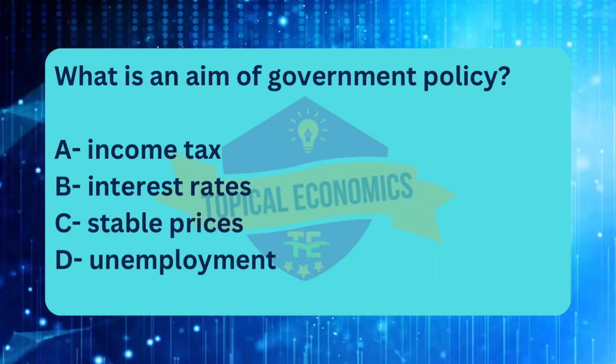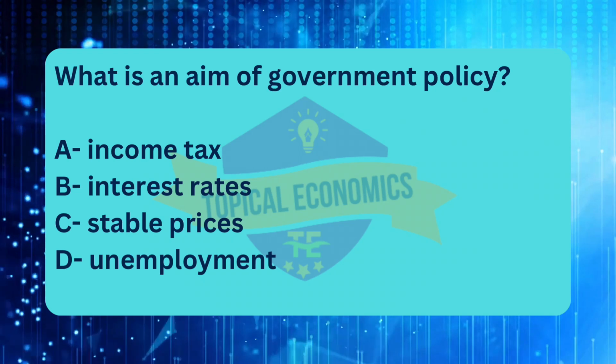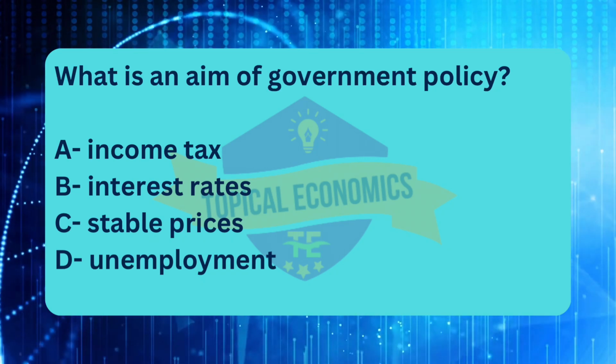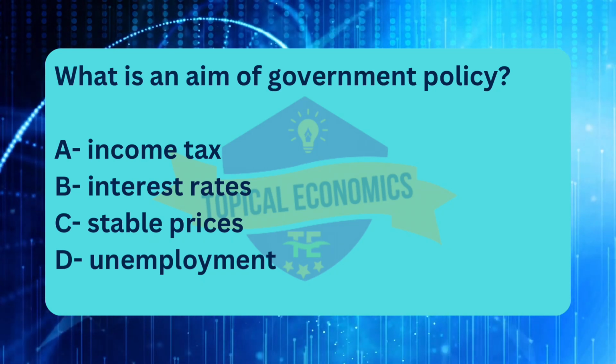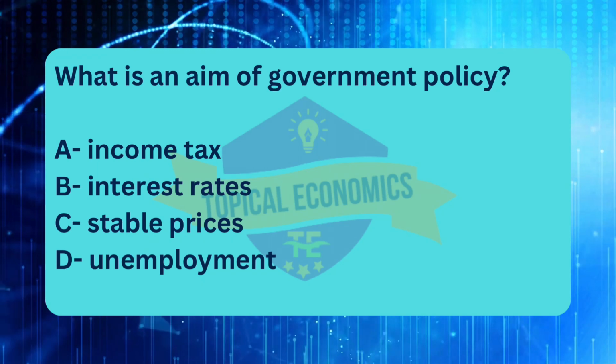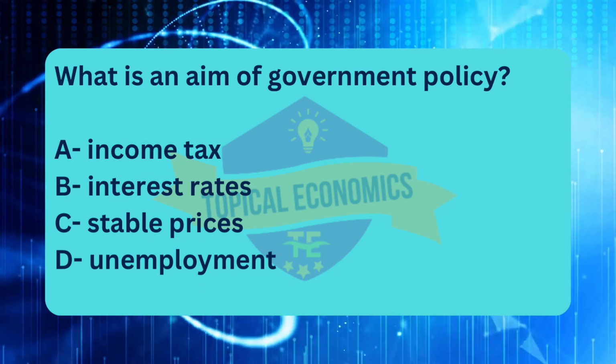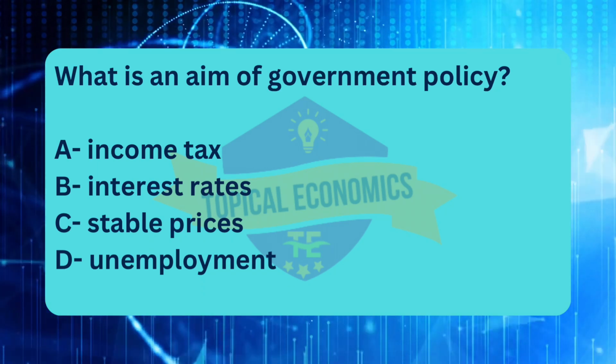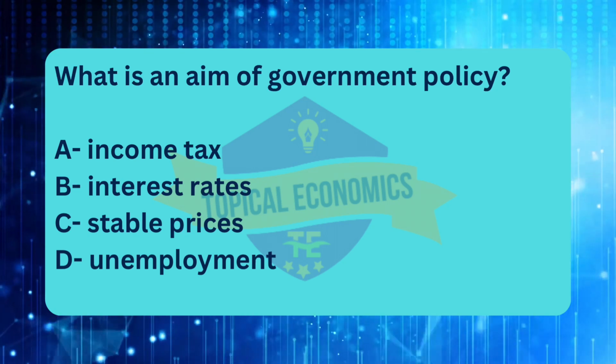Moving to question 10. What is an aim of government policy? A. Income tax. B. Interest rates. C. Stable prices. D. Unemployment. The correct answer for this question is option C.